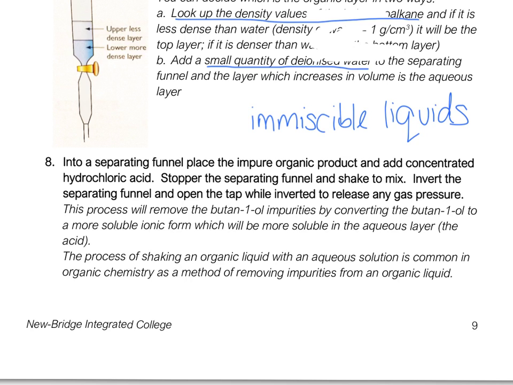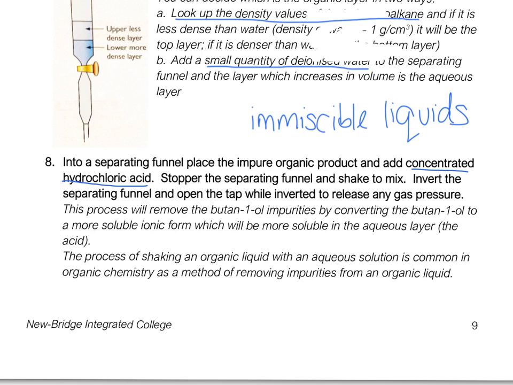Okay, step number 8 we include because the organic product that we've separated off, the organic layer from the separating funnel, is still not pure. So we want to put it into another separating funnel, and we want to add concentrated hydrochloric acid. We'll talk about why we do that in a second.